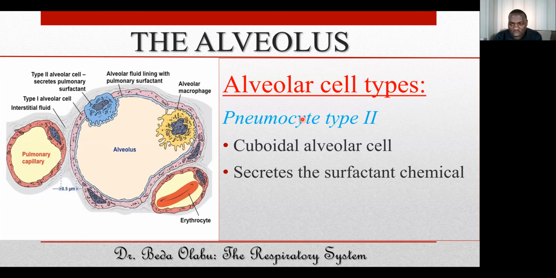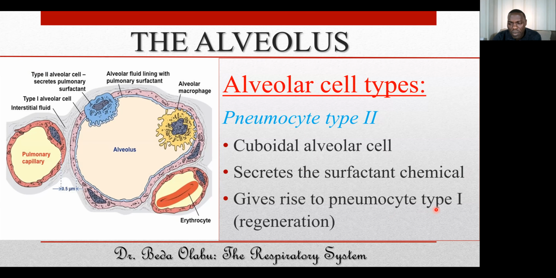The second function of pneumocyte type 2 is that they give rise to pneumocyte type 1. Now, this is to tell you that pneumocyte type 1 is not regenerative. Once a pneumocyte type 1 dies, that's it. These ones cannot divide to give rise to themselves. So what happens is that the pneumocyte type 2 are the ones that spread out and lose the capacity to secrete surfactant so that they become pneumocyte type 1. The pneumocyte type 2 can divide, they are regenerative.